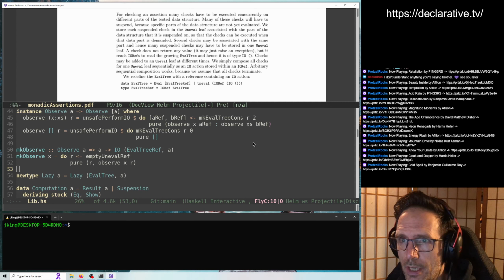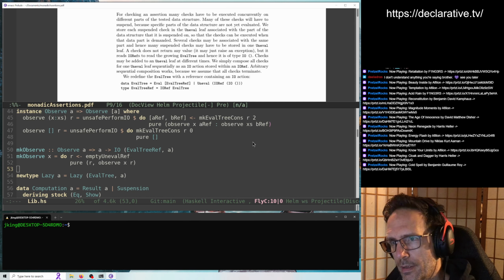A check does not return any value. It may just raise an exception. But it reads IO refs to read the growing eval tree, and hence it is of type IO. Checks may be added to an uneval leaf at different times. We simply compose all checks for one eval leaf sequentially as an IO action stored within an IO ref. Okay, arbitrary sequential composition works because we assume that all checks terminate. We redefine eval tree with a reference containing an IO action.